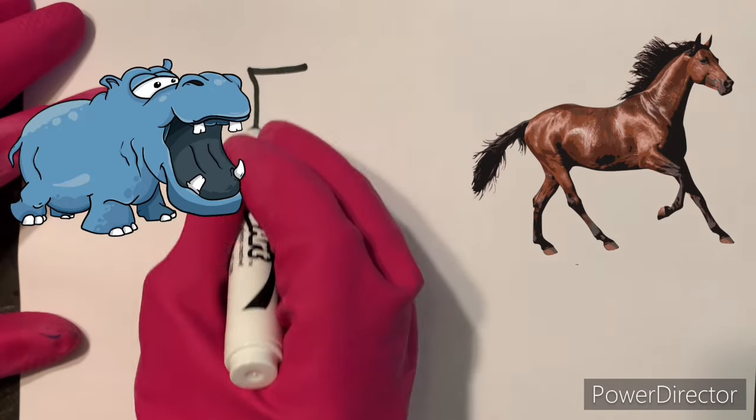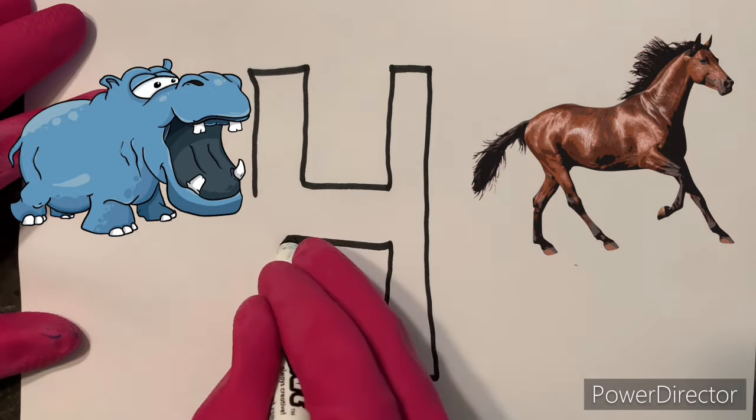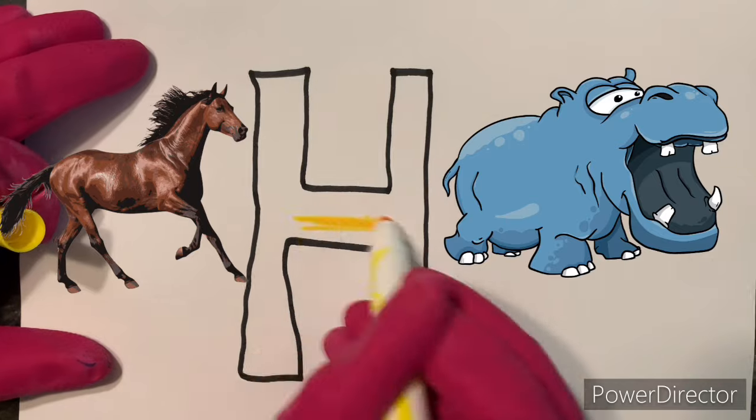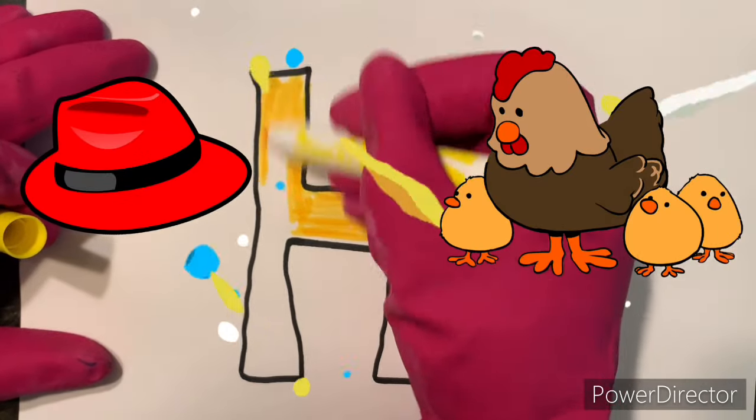Hi, guys. Let's draw letter H together. H, horse. H, hippo. H, hat. H, hen.